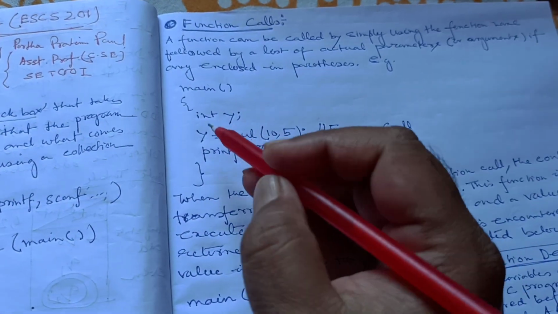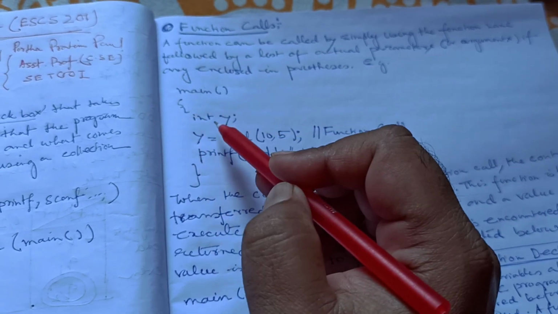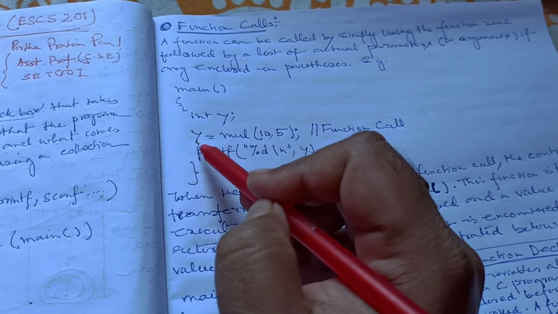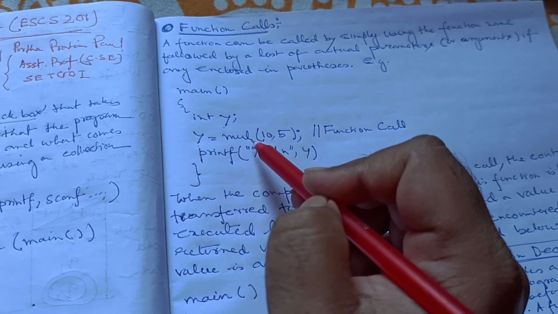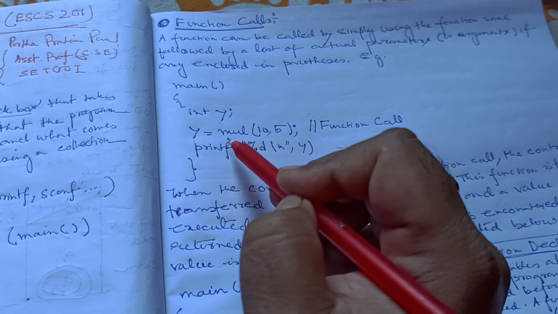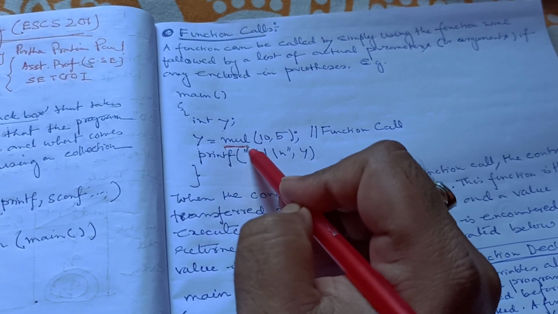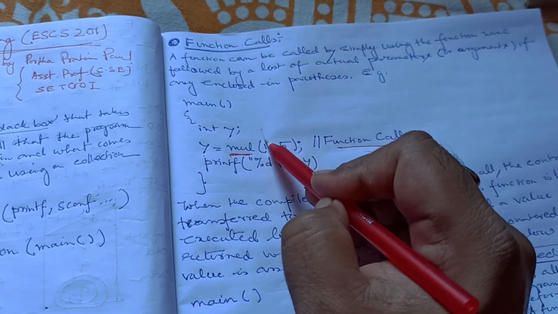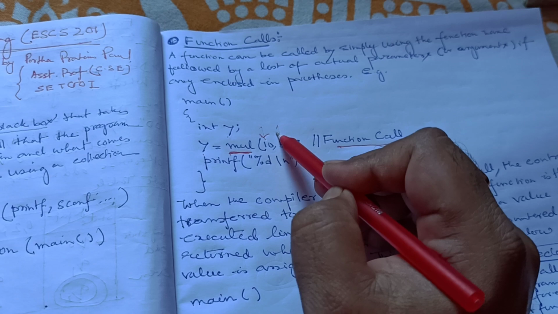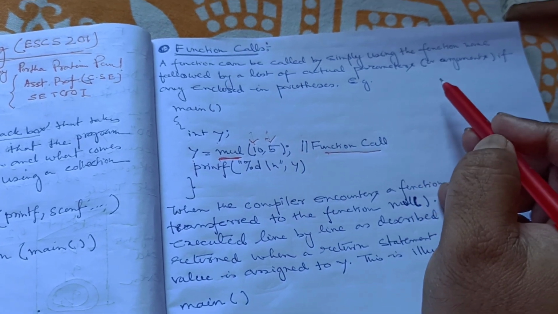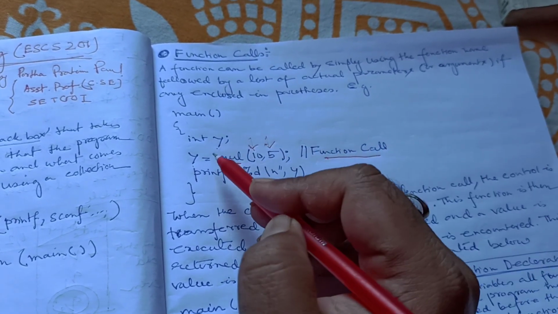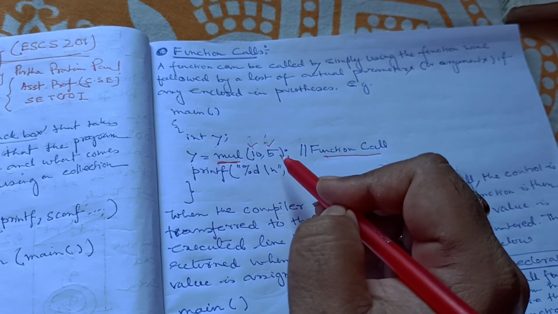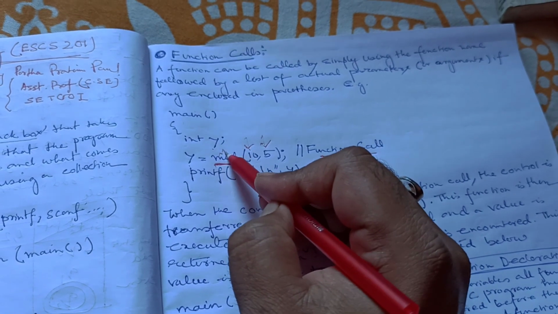You can see from this example, this is the main function. Inside we have declared a variable. Now I have written y is equal to mal(10, 5). Here this mal statement is known as a function call, and 10, 5 is the actual parameter list. When I write y is equal to mal(10, 5), that means we are calling the function mal.